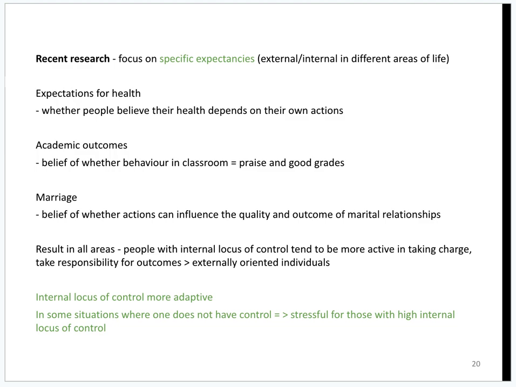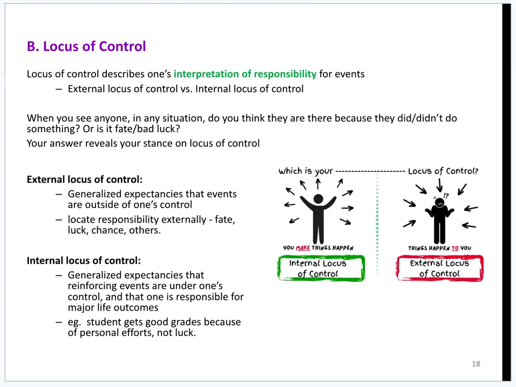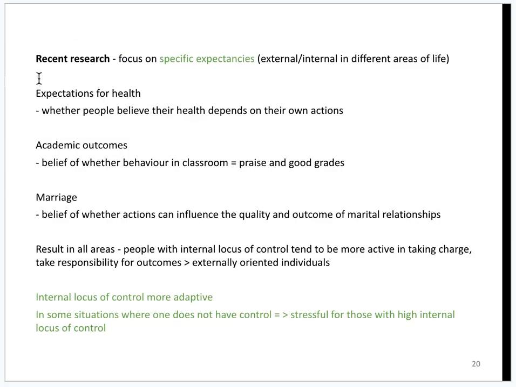Recent research focus. Okay, so they're not really looking at expectancy anymore, not necessarily specifically external and internal locus of control. Recent research focuses more on specific expectancies. So some people are internal in some parts of their lives, and some people have external in parts of their lives, right? So they're looking at when do people use specific attributions, external or internal. So, 3 examples, research areas: expectations for health.